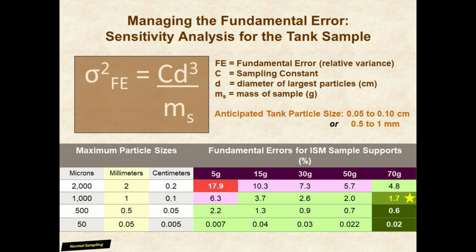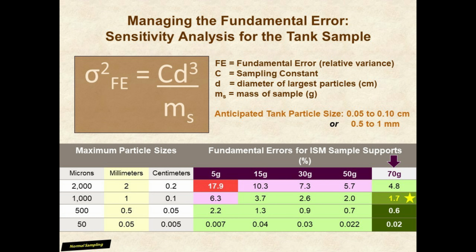Similarly, the fundamental error decreases from left to right as the ISM sample mass increases. Honing in on the 70-gram column, our target ISM sample mass, we see that even with a particle size of 2 millimeters, the largest size particle anticipated, the fundamental error is 4.8%, just below our target of 5% for the tank sampling stage.